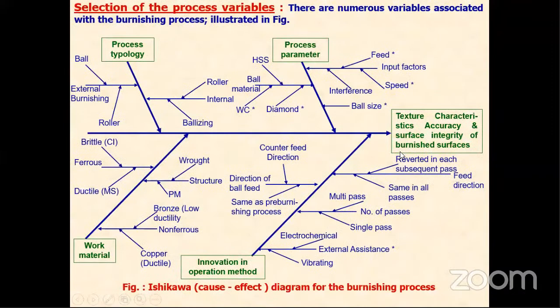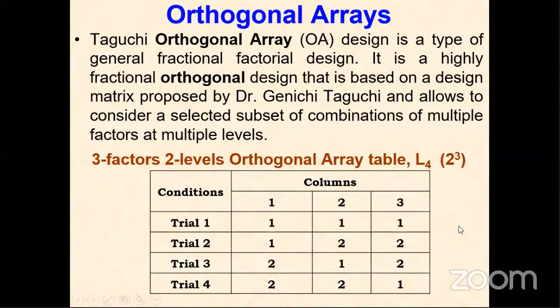Here is one example: the texture characteristics of the surface of burnished surfaces is the output. See how many inputs. This is one factor and all these are its levels. This is another factor and all these are its levels. Just think, if I have to get a better output, how many experiments I have to conduct, how much time I have to waste before I get my better output. That's the reason orthogonal arrays came about.